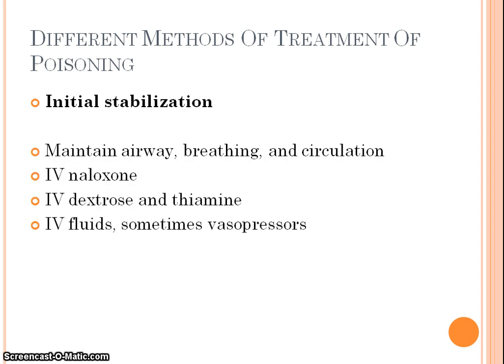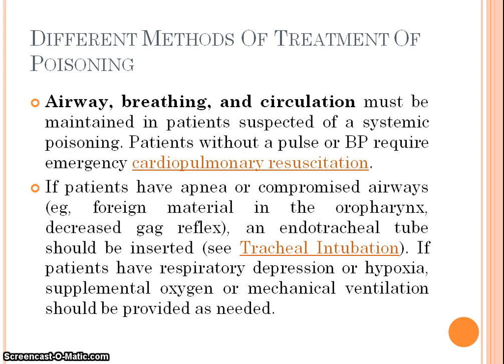The initial stabilization requires maintaining the airway, breathing and circulation, intravenous naloxone, intravenous dextrose and thiamine, fluids to be given by the intravascular route, and sometimes vasopressor agents. The airway, breathing and circulation must be maintained in patients suspected of a systemic poisoning. Patients without a pulse or blood pressure require emergency cardiopulmonary resuscitation, including mouth-to-mouth resuscitation.